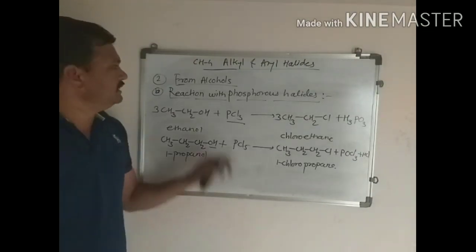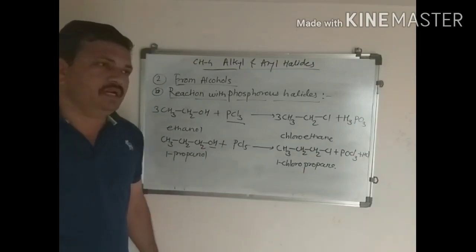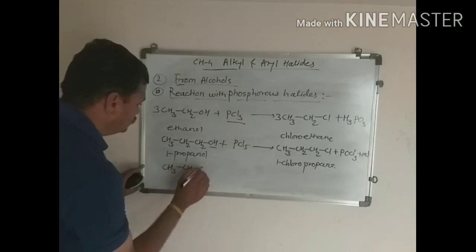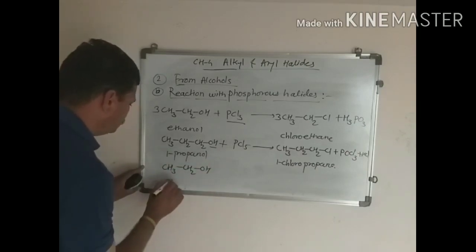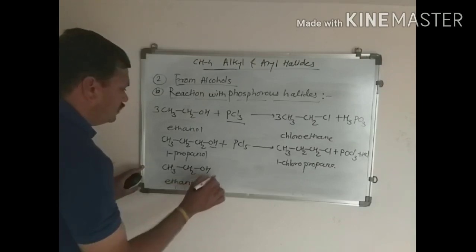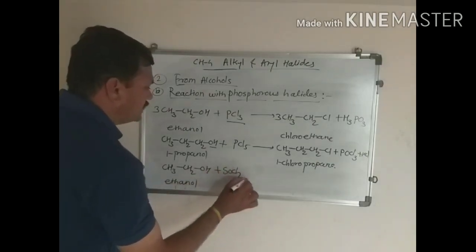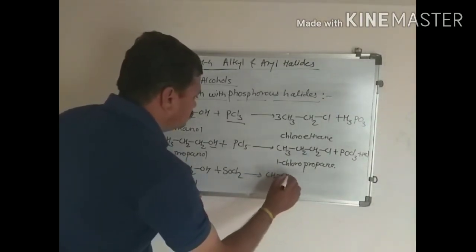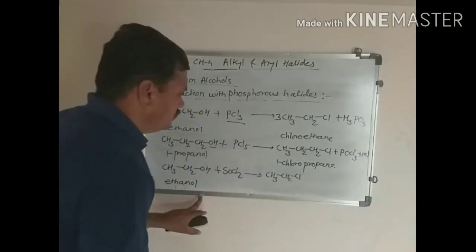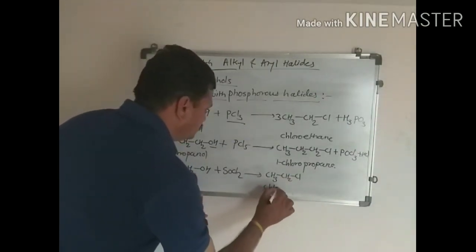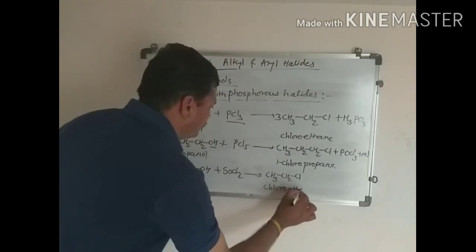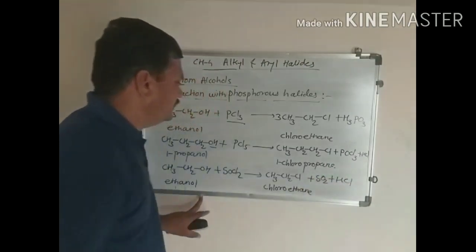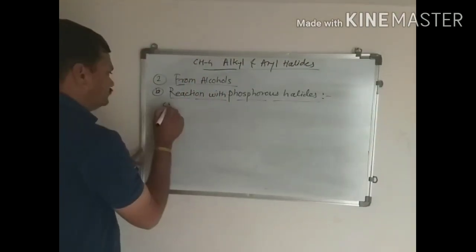The same reaction is given by thionyl chloride, SOCl2. When thionyl chloride is treated with alcohol, it gets converted into an alkyl halide. CH3CH2OH, ethanol, on reaction with thionyl chloride SOCl2, gets converted into the respective alkyl halide. It is chloroethane, and the byproduct is SO2 plus HCl.